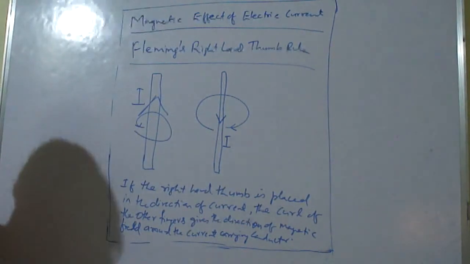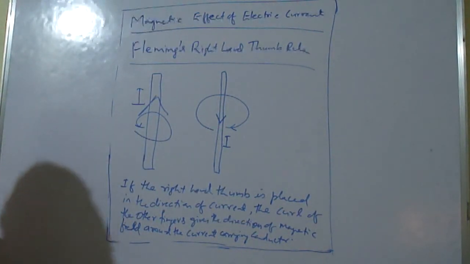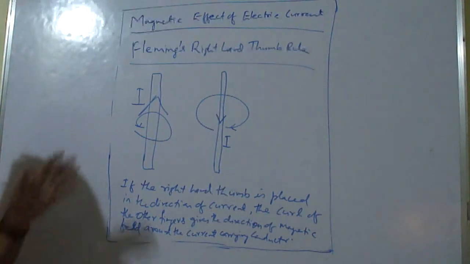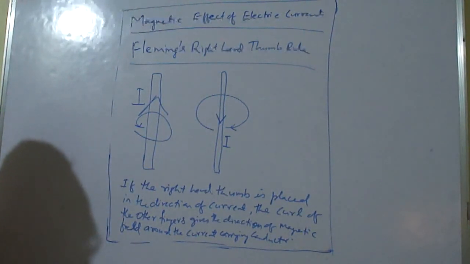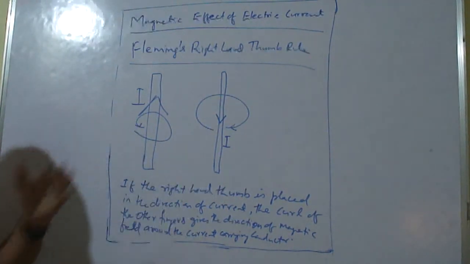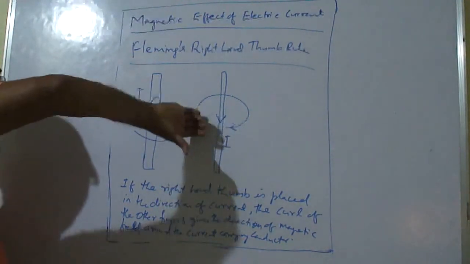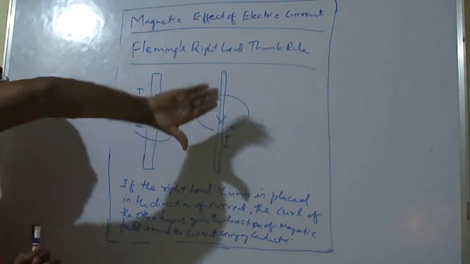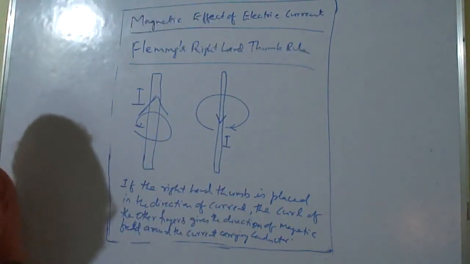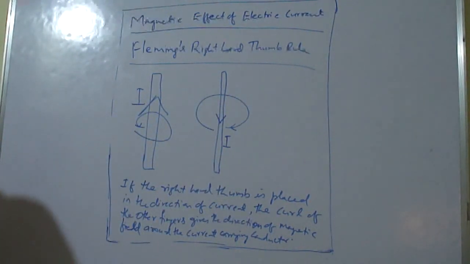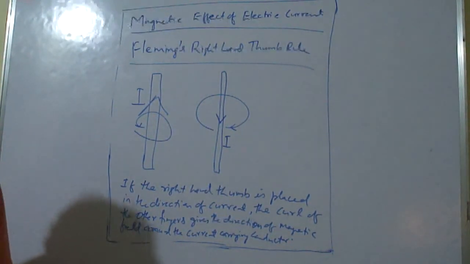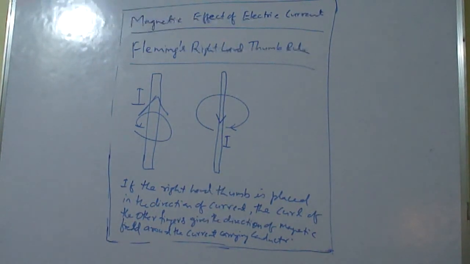Understood, Rameshwar? How to find the direction of magnetic field? So what you have to do? You have to hold the conductor and place your right hand thumb in the direction of current. Right? When you are placing your right hand thumb in the direction of current, the curl of the fingers will give you the direction of magnetic field. Okay, so this is Fleming's right hand thumb rule. Okay, so we will stop here only today.